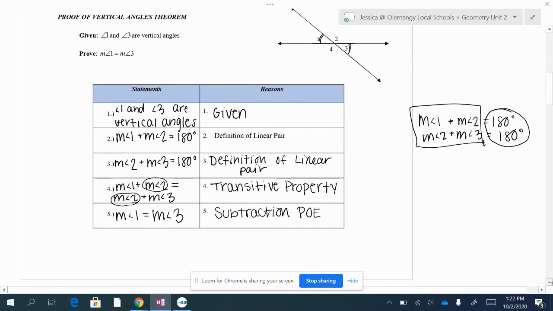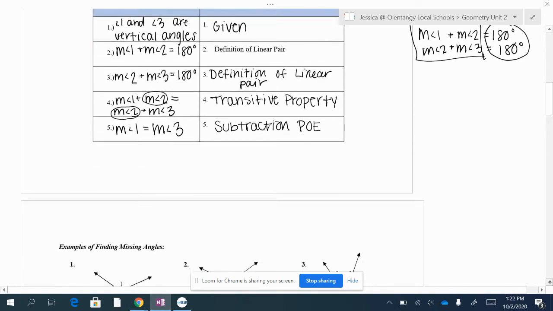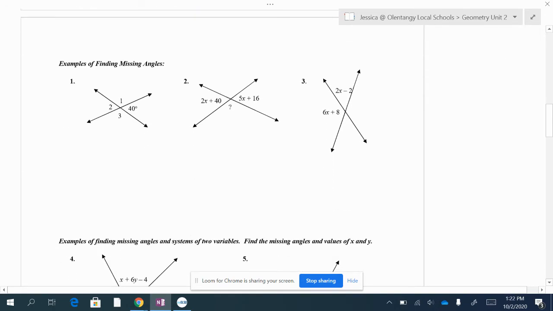Next, if we go to the back, we are going to be finding missing angles. So we did some of this in Unit 1, but we really focus on it in Unit 2. Some of these, I'm sure, number 1, you've already been quizzed over a little bit to be able to figure out the different angle measures, but some we have not looked at.